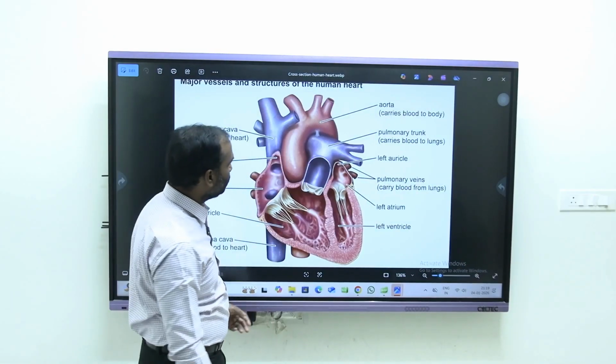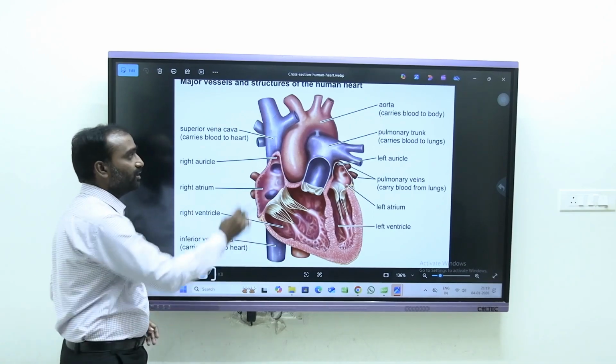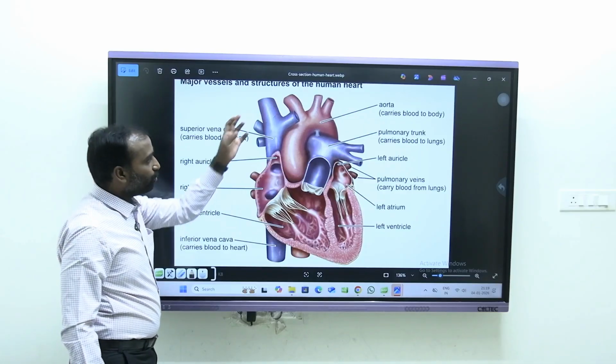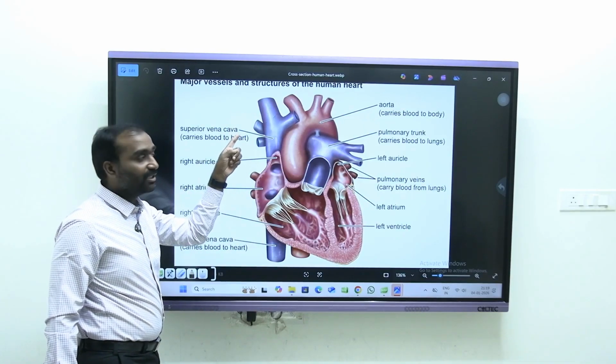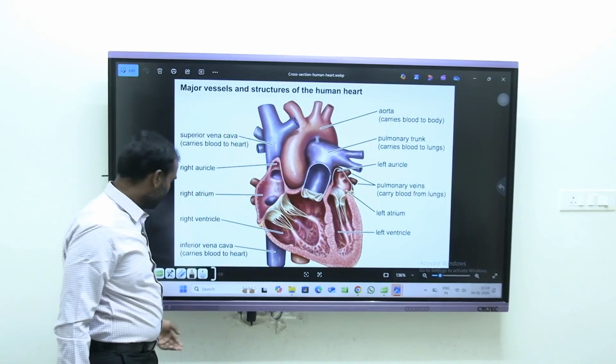Okay now. So here this is the superior vena cava, here it is the inferior vena cava. These two drain into where? Right atrium. Then what is the function of it? Collecting deoxygenated blood. Here the superior one collects blood from the upper body parts, the inferior one collects from the lower body parts. Got it?